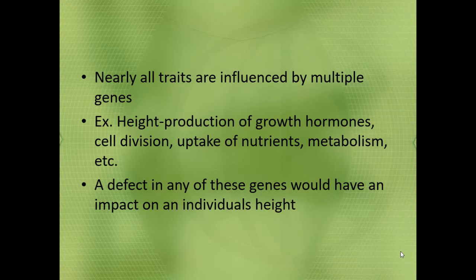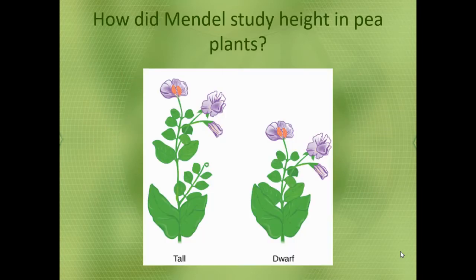So nearly all traits are influenced by multiple genes. For example, height, production of growth hormones, cell division, uptake of nutrients, metabolism, etc. Just to figure out your height, all of those things have to take place. You have to have growth hormones, your cells have to divide, you have to have the right amount of nutrients, your metabolism, you have to be creating energy. If you don't have anything like that, then you're not going to grow taller. A defect in any of these genes would have an impact on an individual's height.